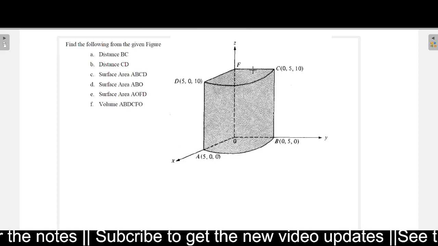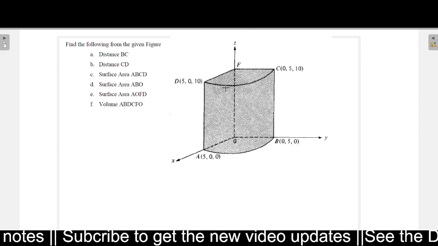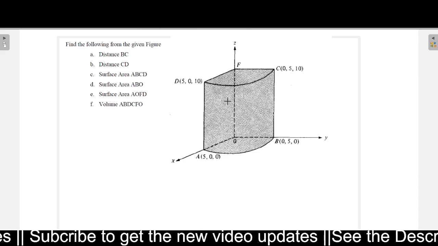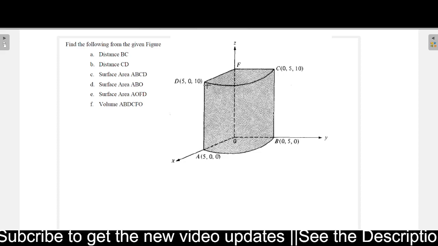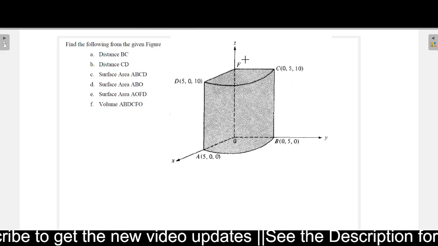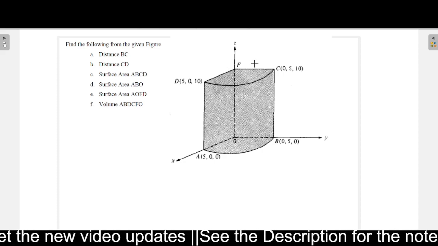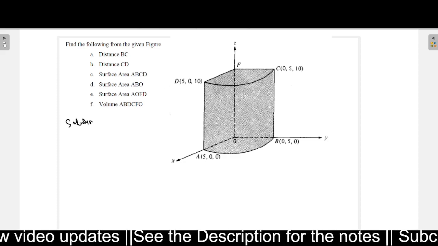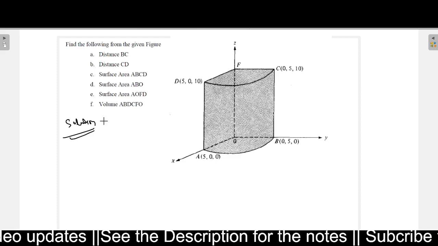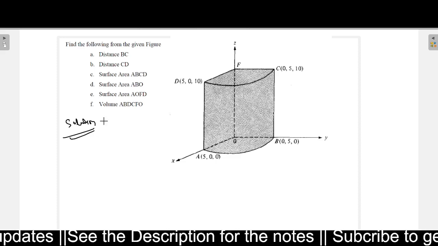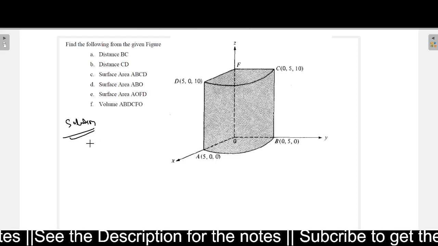You can see this is one coordinate system with both cylindrical and Cartesian coordinate systems here. If you see the structure, it looks like a cylinder, and it is also represented in the Cartesian coordinate system. Before solving this, the first thing we need to do is find all the point values. We need to represent all the points.